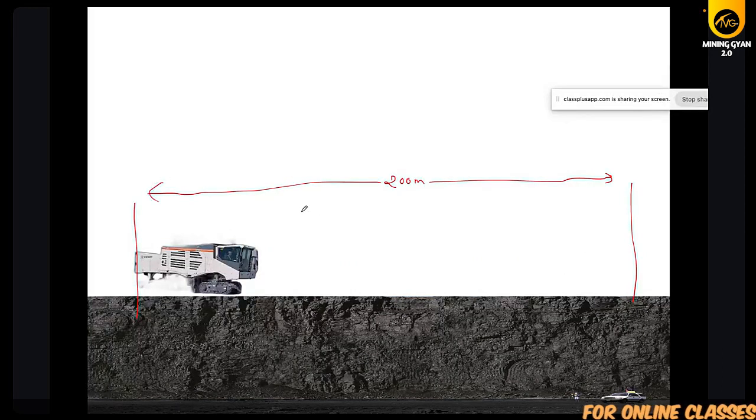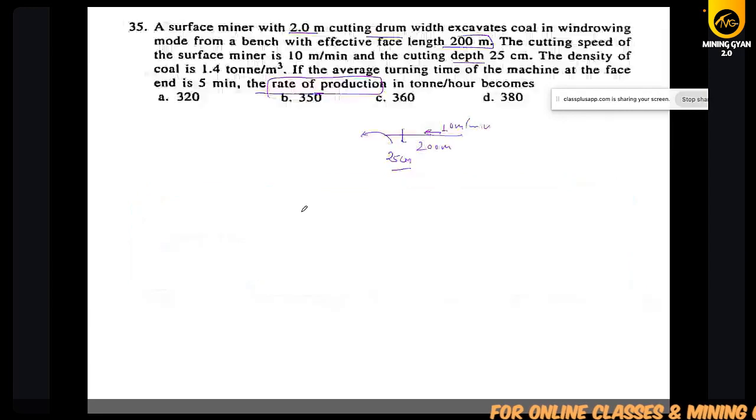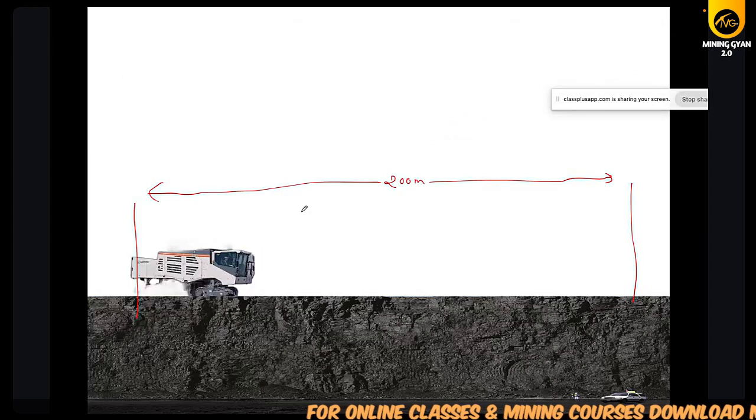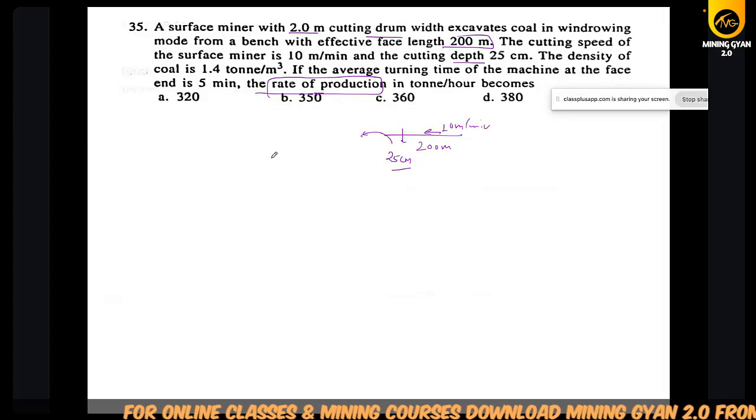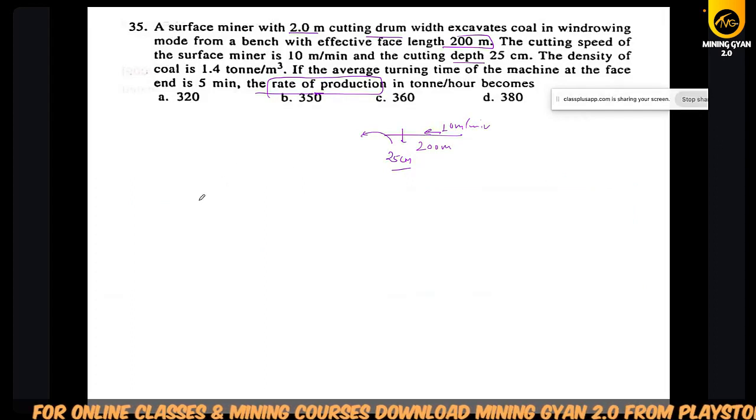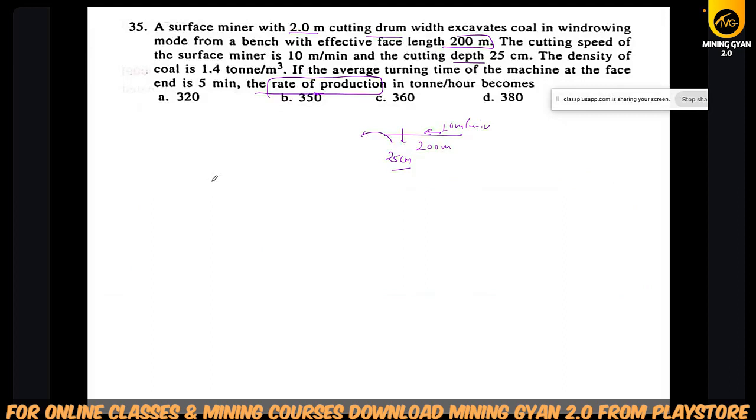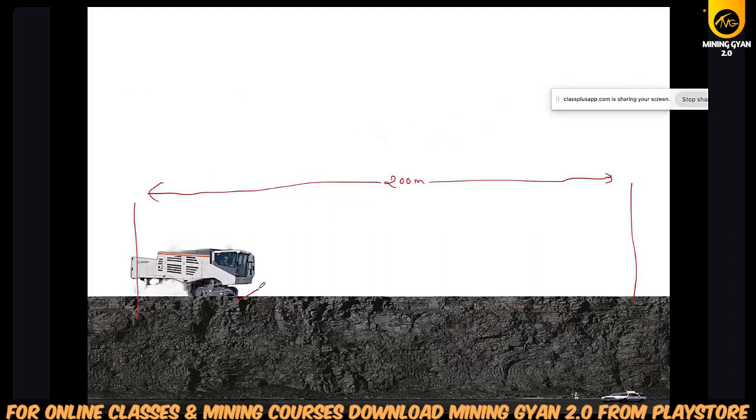okay, and the cutting speed he has told us is 10 meter per minute. Should I write down all the parameters? Okay, I will give you what he has provided us. The width of the cutting given is 2 meter. What does it mean? It will cut 2 meter width. Okay, it will be cut like this, 2 meter cutting width.